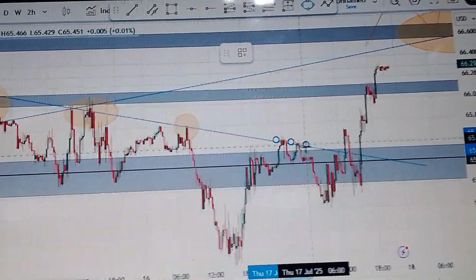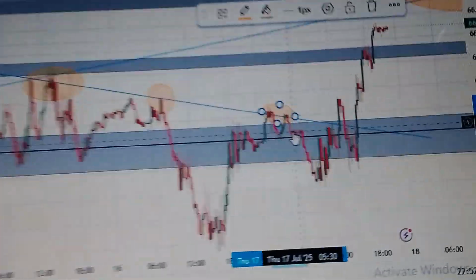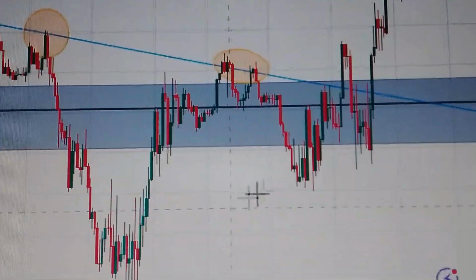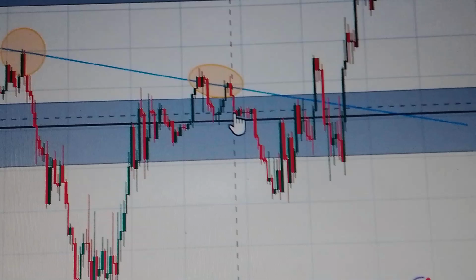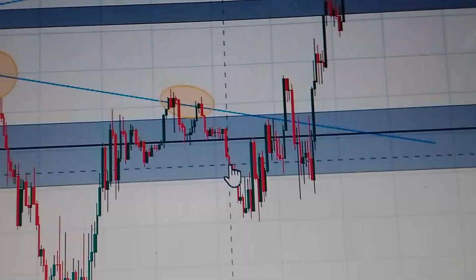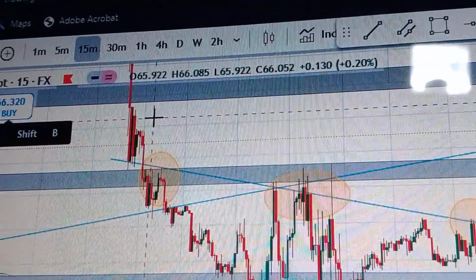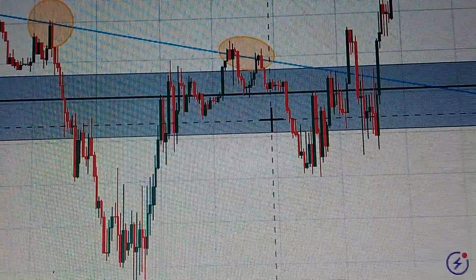So what I actually did was wait for this bounce, for that bearish candle to happen, this one, then after this consolidation, I said, after the close of this candle, I'll enter. So after the close of this red candle on the 15 minutes time frame, that's where I entered.